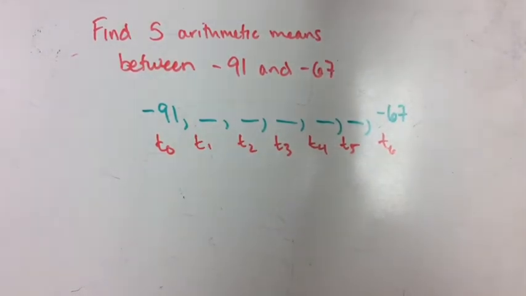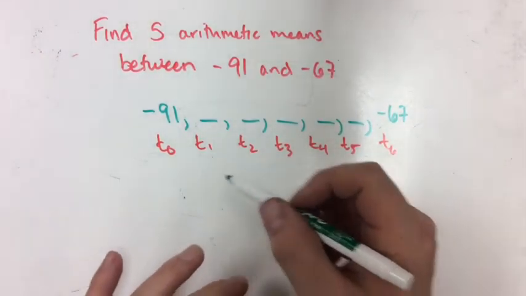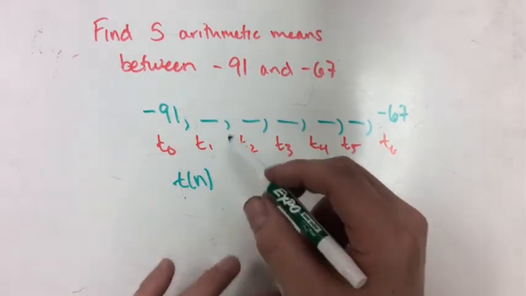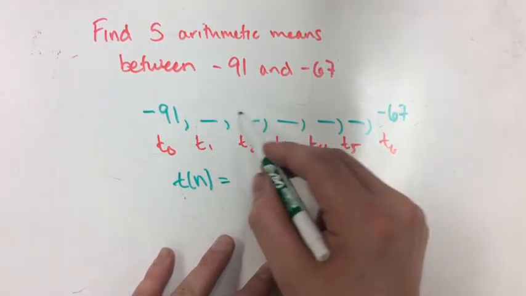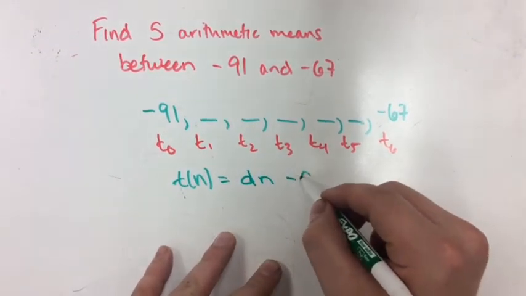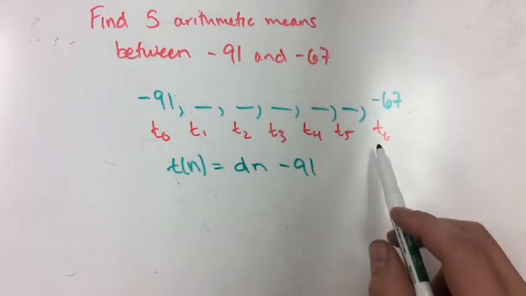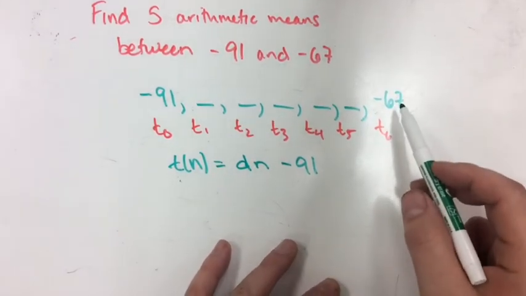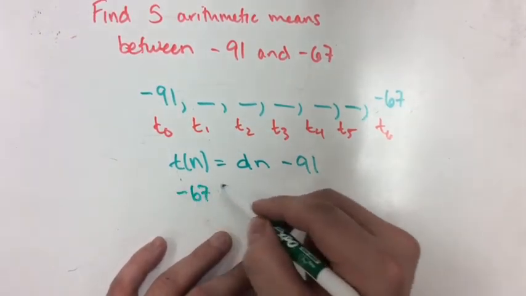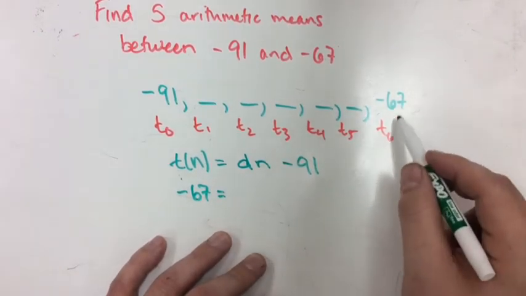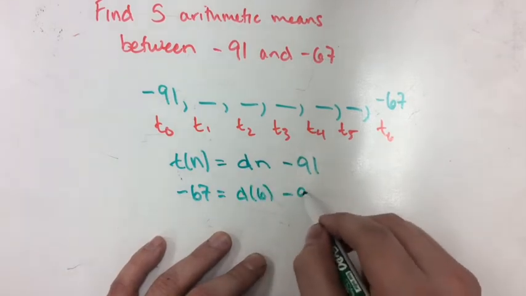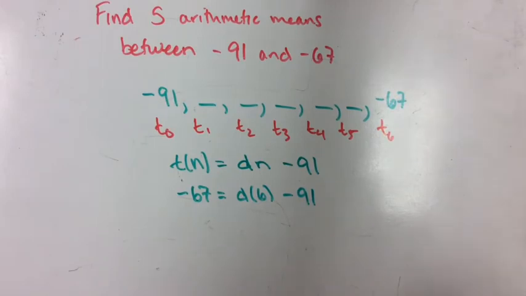Okay, now that I have this set up, I want to take what they've given me and try and build an equation. Since it's arithmetic, it's going to look like a linear sequence. Our initial value is -91. We don't know what our difference generator is yet, so we'll just mark it with D times n minus 91. However, they've given me the 6th term, so I can use this to help me out. So I can say that -67 equals D times 6 minus 91. And now I can use my calculator to help me out.